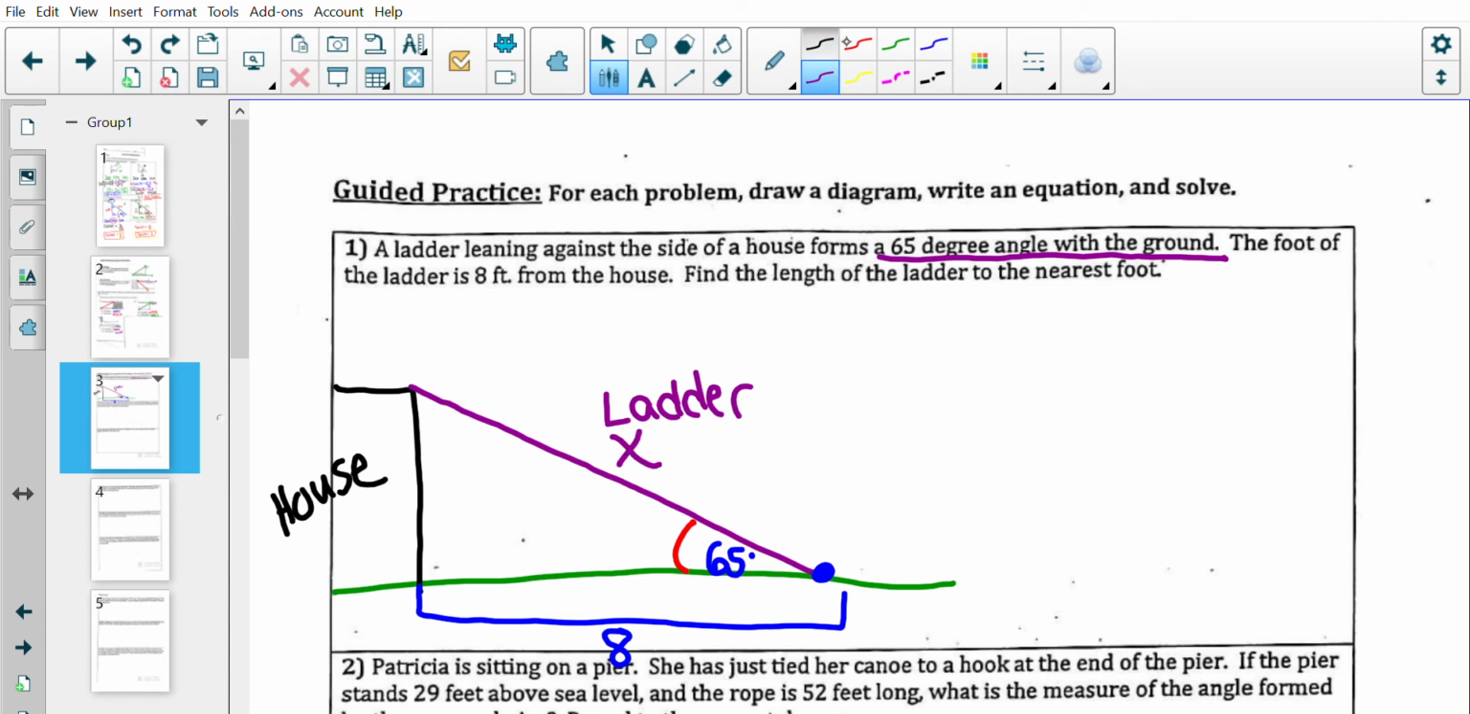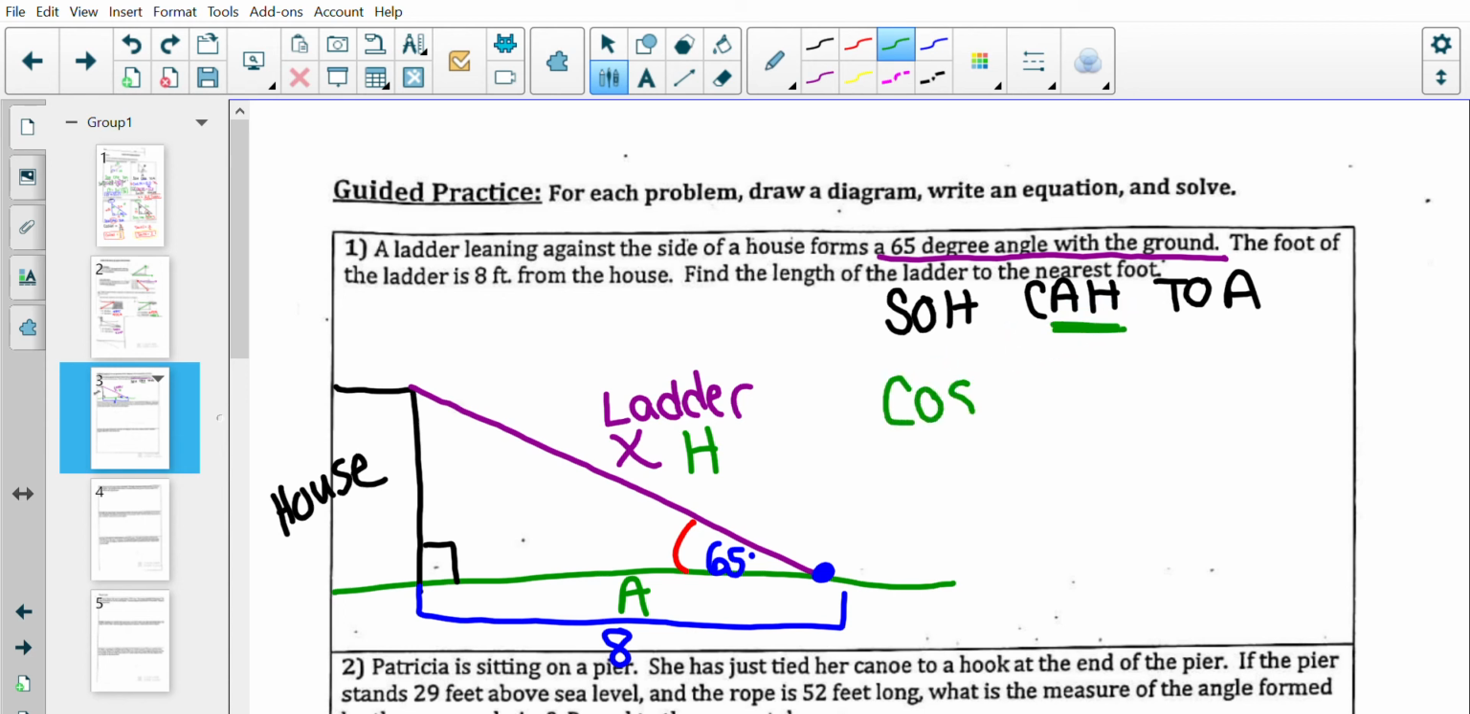And now we know the house is going to make a right angle with the ground. So I'm going to work on my SOHCAHTOA. We know that 8 is adjacent to 65 and X is the hypotenuse. So we're looking for adjacent and hypotenuse, that is cosine. So we're going to say cosine 65 is equal to 8 over X.